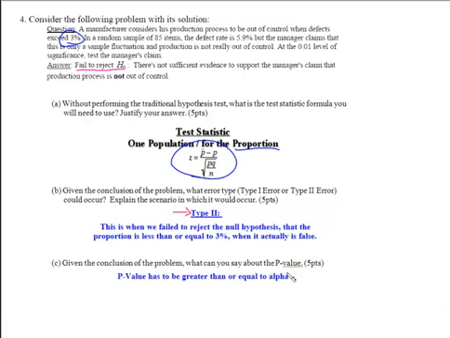Given the conclusion of the problem, what can you say about the p-value? Because we failed to reject the null hypothesis, the p-value is greater than or equal to alpha, and alpha in this case is 0.01. So what we can conclude here is that our p-value, PV, is greater than or equal to 0.01. So we don't know what it is. That's not what the problem is asking us. What the problem is telling us is that it has to be bigger than 0.01.